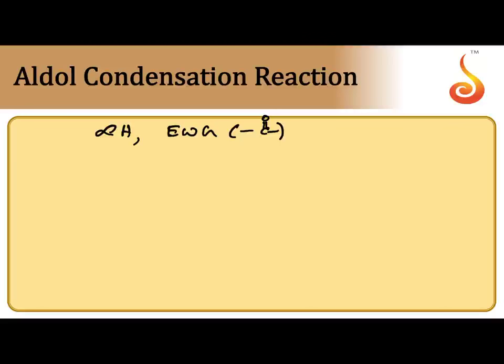Next, the reactions due to alpha hydrogen. Alpha hydrogen present in aldehyde or ketone is acidic hydrogen. Because of the acidic hydrogen, two aldehyde molecules undergo addition reaction followed by elimination in the presence of dilute alkali. So aldehyde molecules undergo condensation reaction because of the presence of alpha hydrogen. To undergo an aldol condensation, two conditions minimum: one is at least one alpha hydrogen and another one is electron withdrawing group like C double bond O.